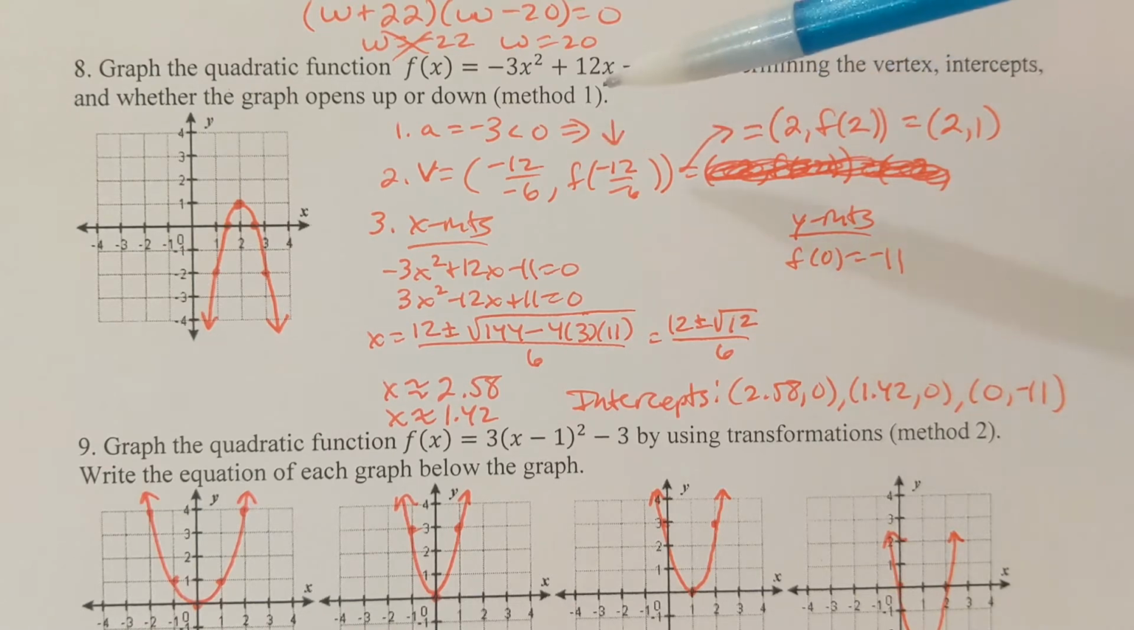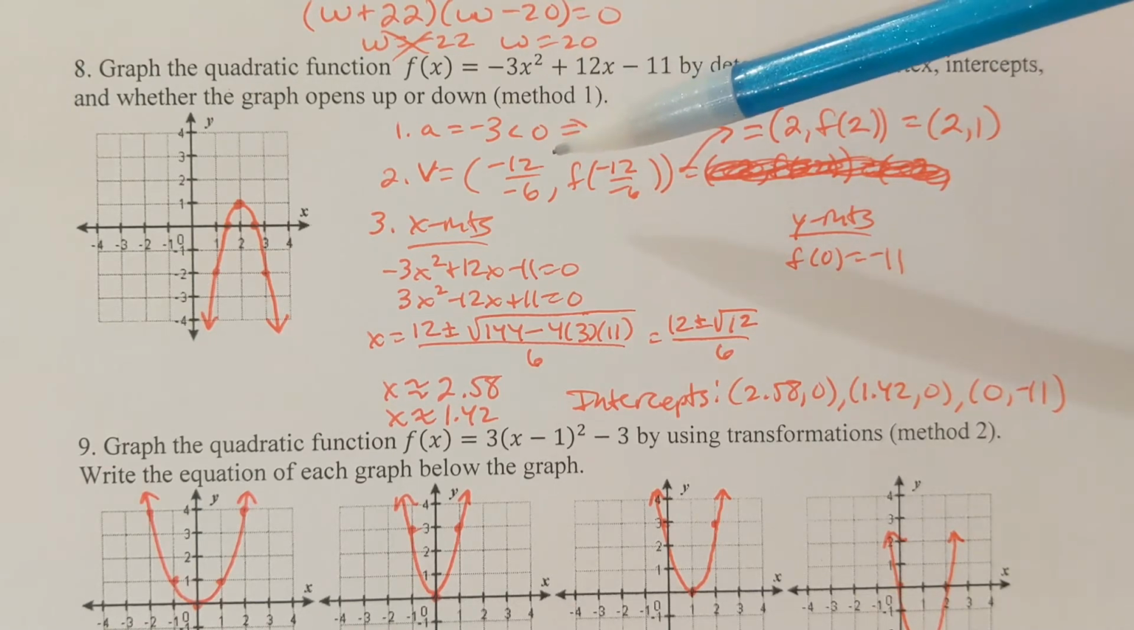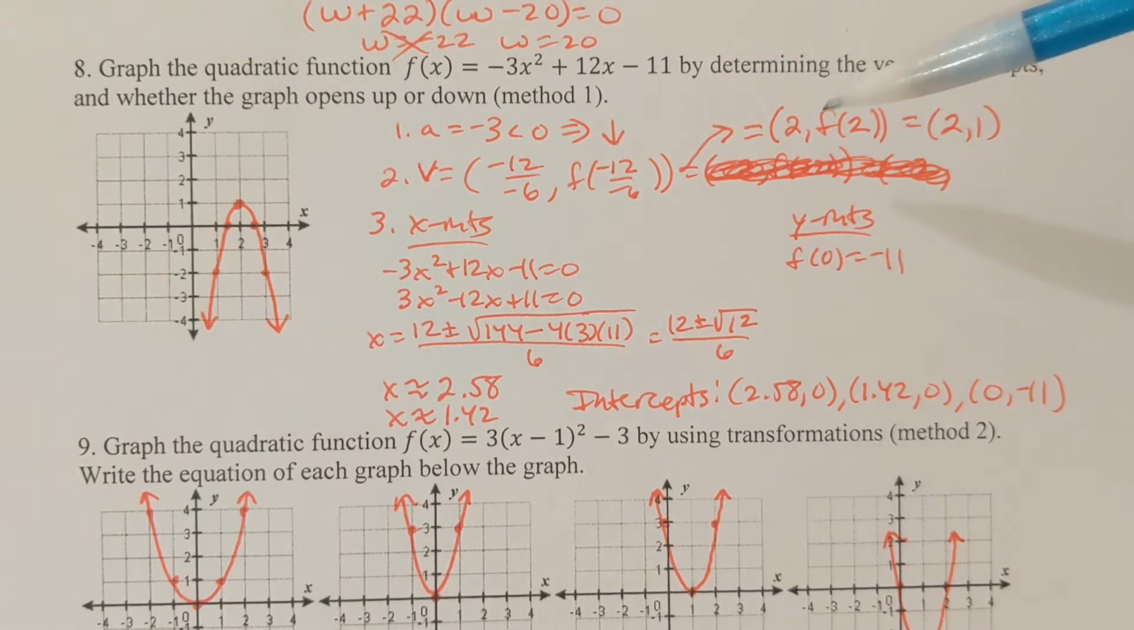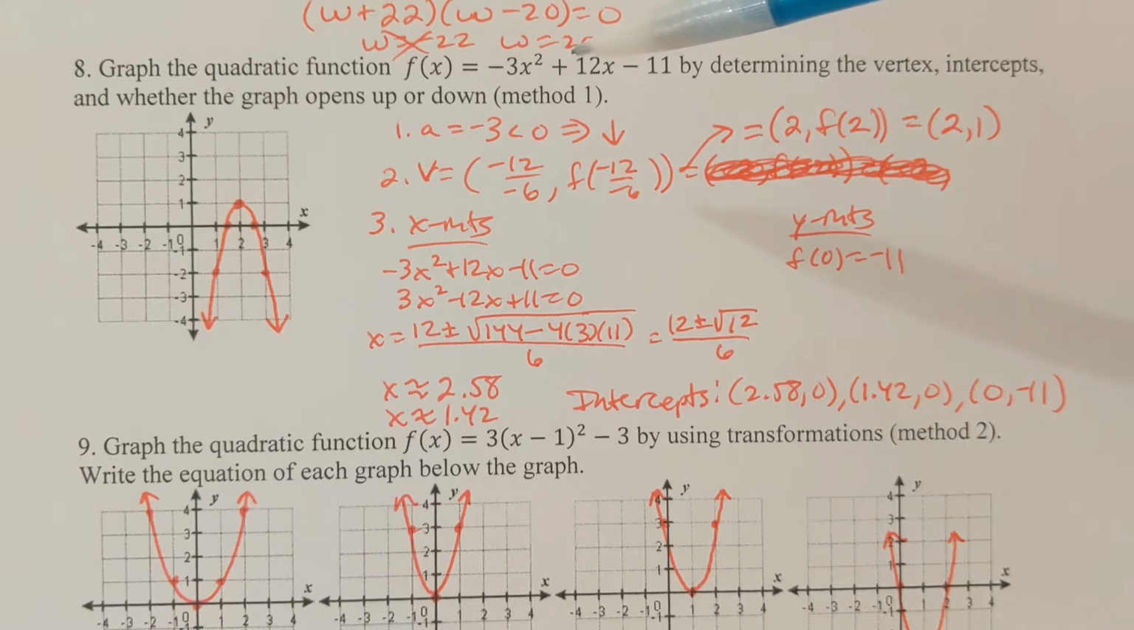The vertex: negative b over 2a, negative 12 over negative 6 is negative 2, and then f of negative 2. Negative 2 squared is 4 times negative 3 is negative 12, plus 24 is 12, minus 11 is positive 1. Yes, the vertex is at negative 2, 1.